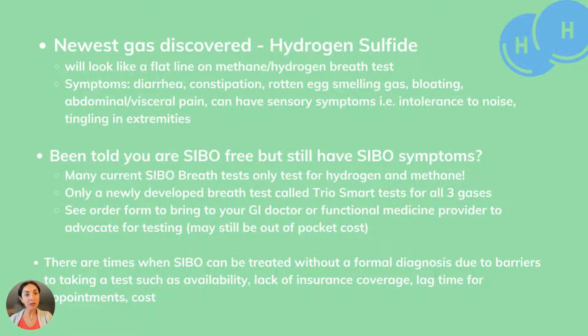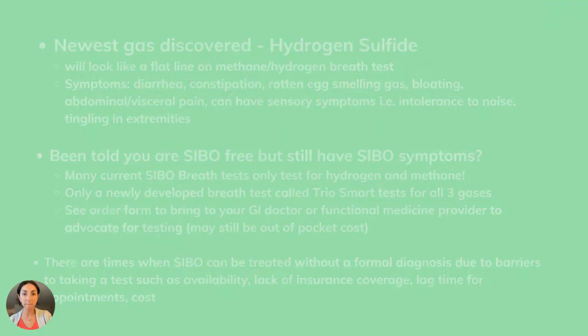And as you can see, there are many barriers to SIBO testing. So there are times when SIBO can be treated without a formal diagnosis because there can be barriers such as testing availability, lack of insurance coverage, the testing can be expensive, and there sometimes can be a big lag time from when you can see your GI doctor to when we meet together as well. And again, there's out-of-pocket costs for the expense of the test.